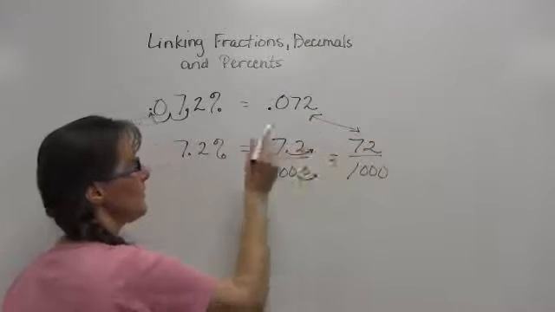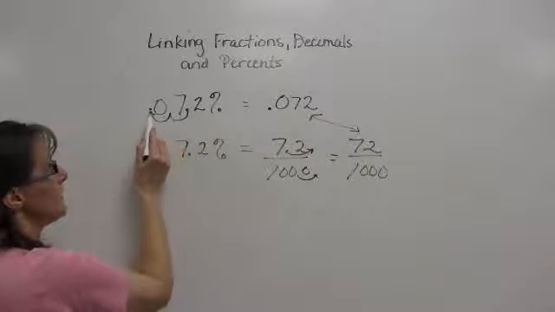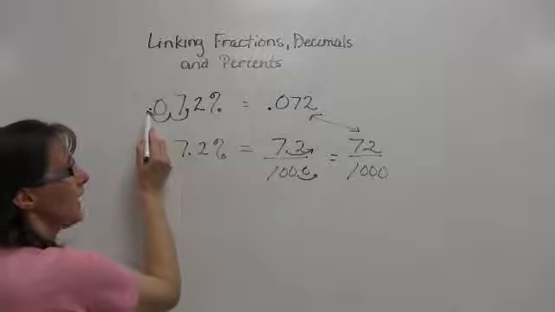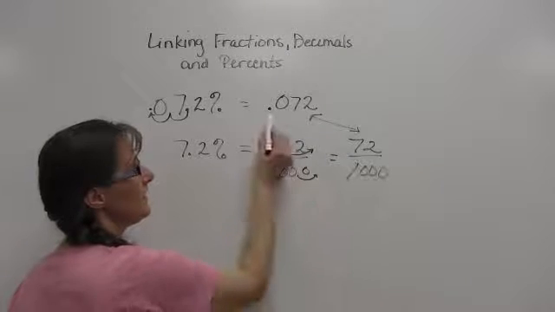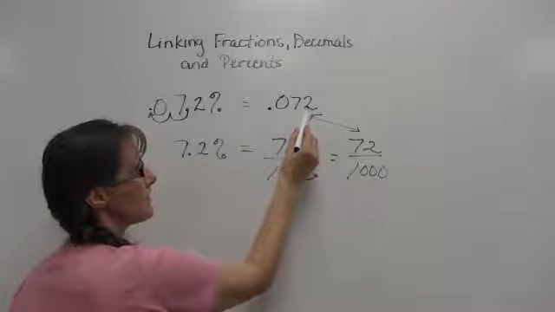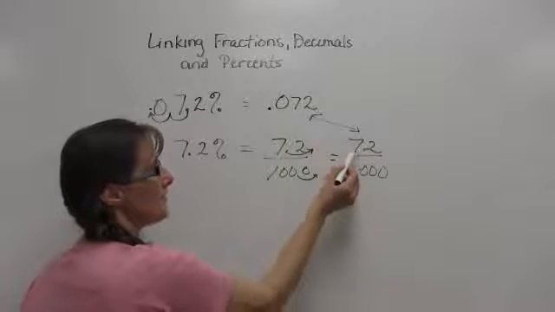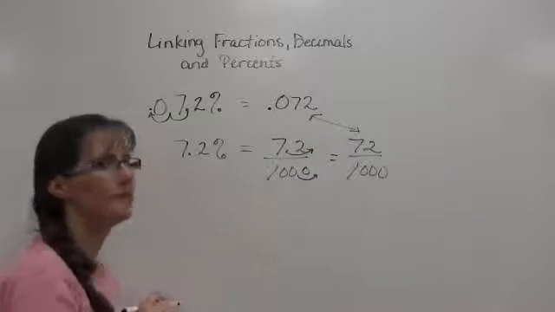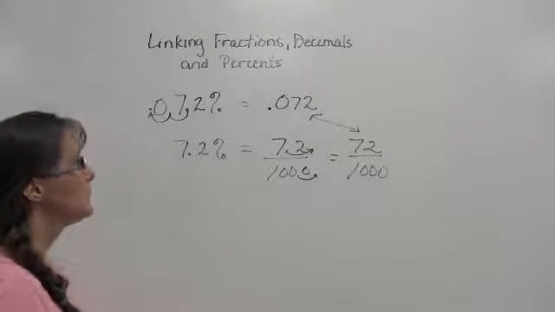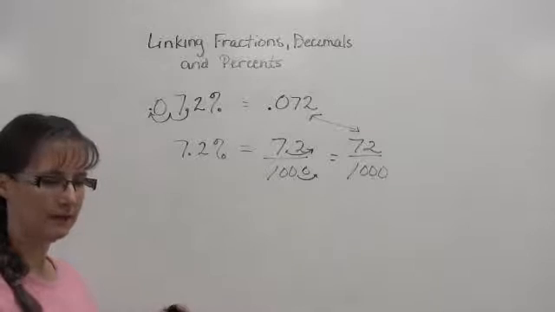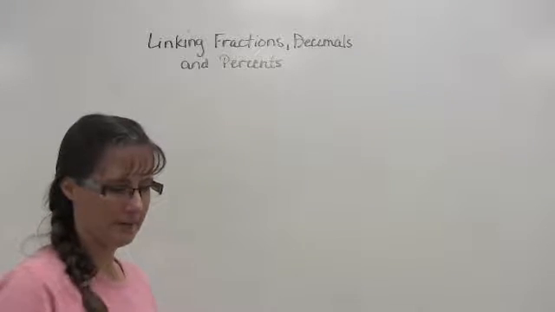Notice that the decimal I got up here, moving the decimal place twice to the left, is the same as the fraction I got here. This is read as 72 thousandths because the 2 lands in the thousandths position. And the fraction that I got was 72 over 1,000. So in fact, I can just simply move the decimal place 2 places to the left. Okay, so let's try a couple.